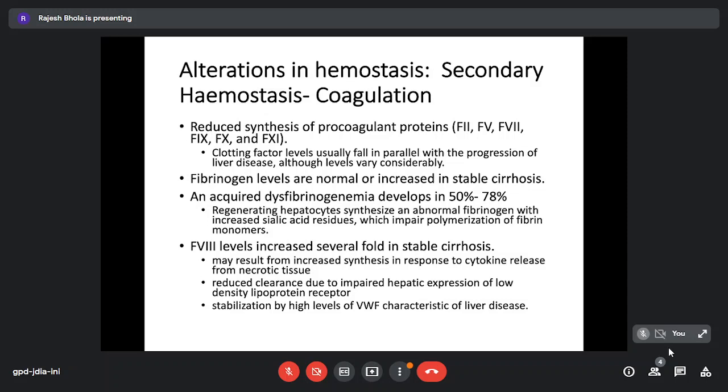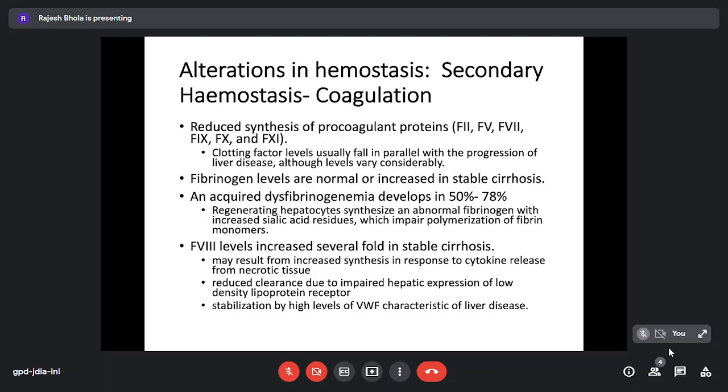Coming to the alteration in secondary hemostasis, that is coagulation. In liver diseases, you will find that there is reduction in the synthesis of procoagulant proteins like factor 2, 5, 7, 9, 10 and 11, except factor 8. So that is the distinguishing point, or differentiating point, between a liver failure coagulopathy versus a DIC.